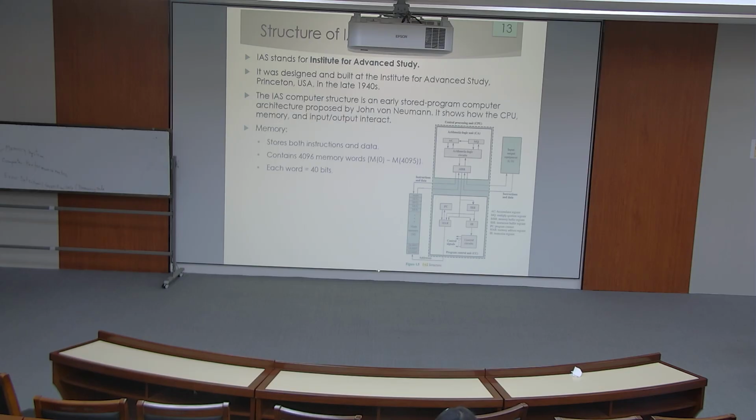We have the structure of the Institute for Advanced Studies. This was designed at the Institute for Advanced Studies in the United States in the 1940s. We see that we have the arithmetic logic unit. We have also the PC, program counter, to hold the address of the next instruction to be executed. We have the memory address register to hold the memory addresses, and we have the instruction register to hold the first instruction. We have also the memory, with different memory addresses there.